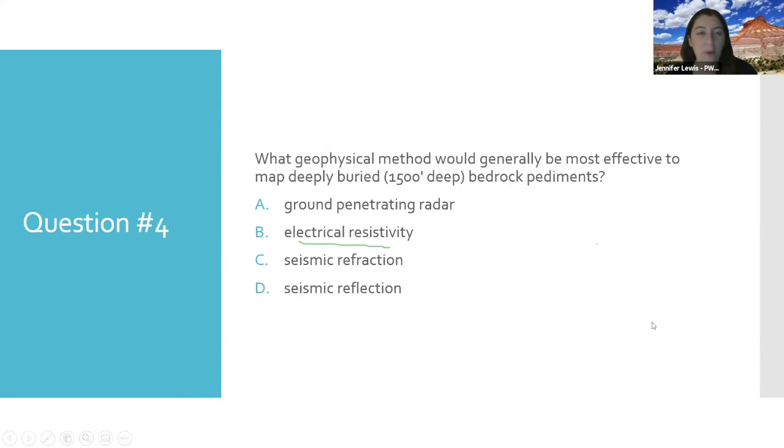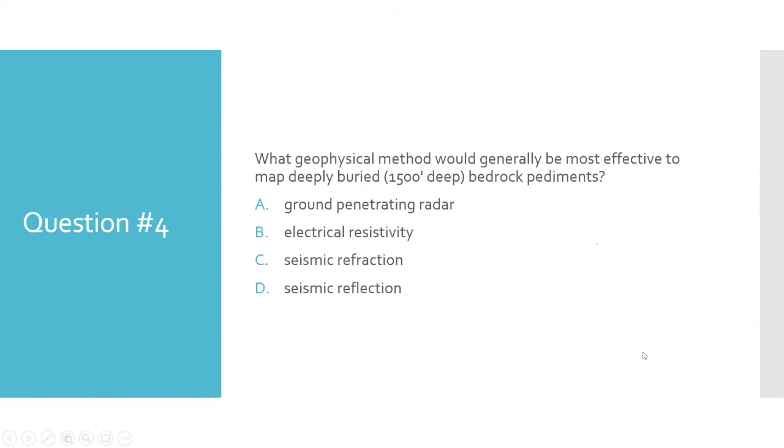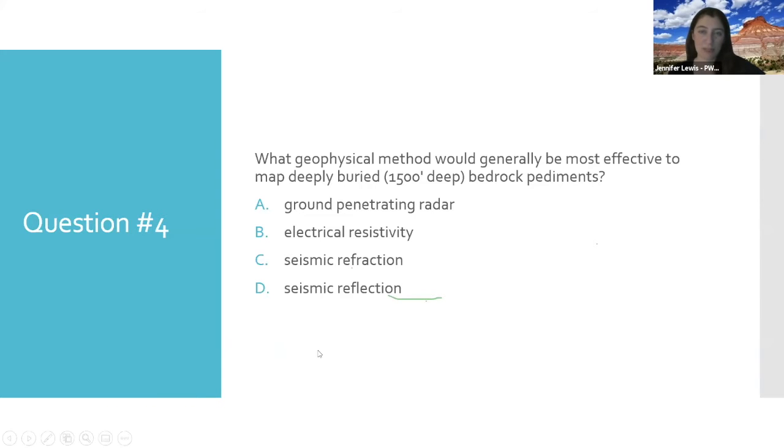Okay, question number 4. What geophysical method would generally be most effective to map deeply buried, greater than 1,500 feet deep, bedrock pediments? A, ground penetrating radar. B, electrical resistivity. C, seismic refraction. Or D, seismic reflection. B. Reflection. Okay, the answer to that one is D, seismic reflection.